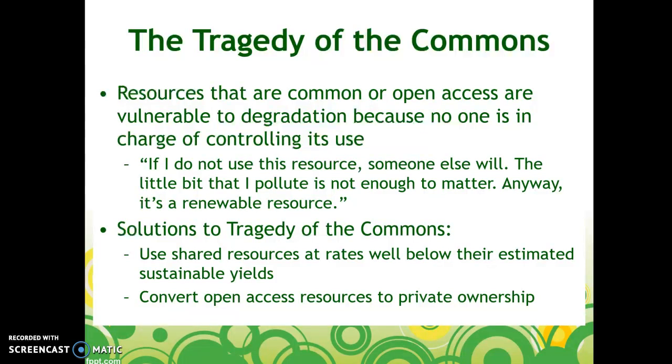So some solutions that have been suggested to combat the tragedy of the commons are to use shared resources at rates that are well below their estimated sustainable yield. So then if that one person or two people does come along and say like, hey, I'm going to take more for myself, it's not the end of the world. And to convert open access resources to private ownership. So there is more regulation of how things are being used and how often resources are being depleted.